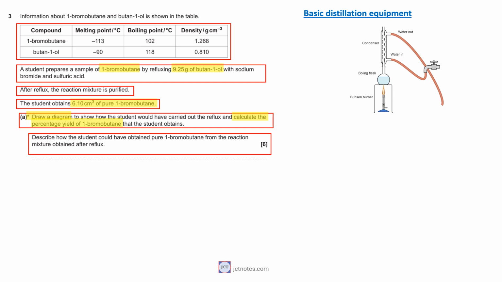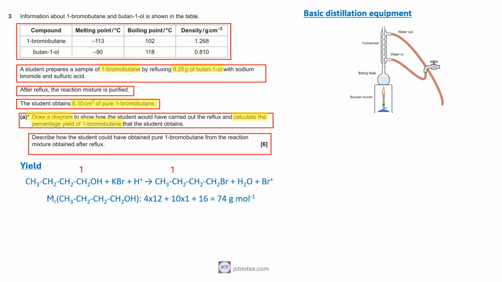Calculation of the yield. The synthesis reaction that we have is butan-1-ol plus sodium bromide plus protons to obtain 1-bromobutane. This means that 1 mole of butan-1-ol gives 1 mole of 1-bromobutane. The molecular mass of butan-1-ol is 4 times 12 plus 10 times 1 plus 16 equals 74 grams per mole. If we divide the initial 9.25 grams by this molecular mass, we get 0.125 moles of butan-1-ol.